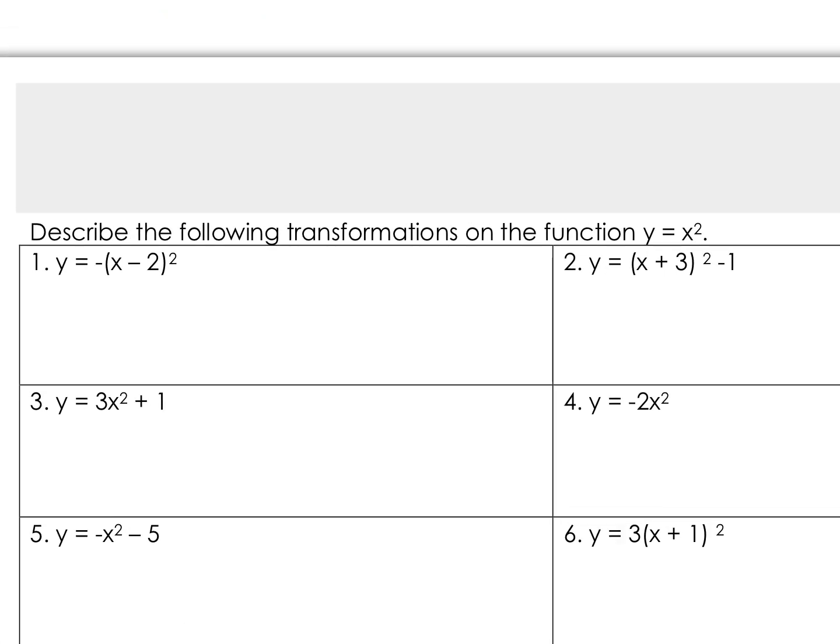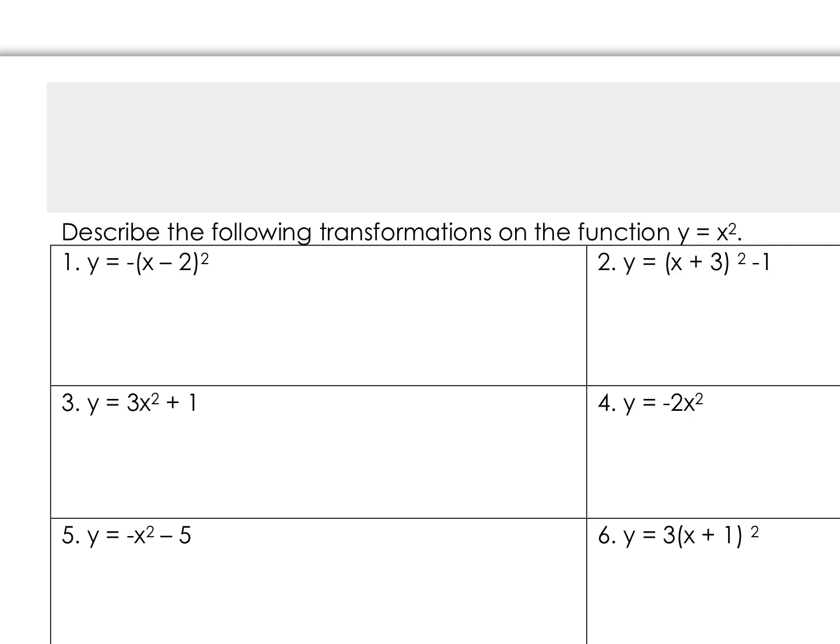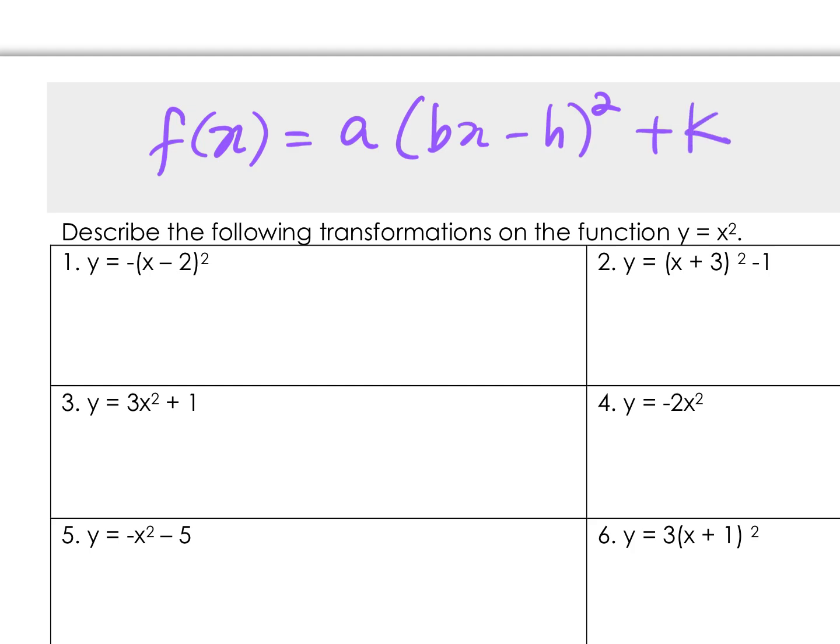Before we do our practices, I would like you to remember this one. f of x is equal to a times b of x minus h, squared, plus k. Let's define each one of these. Our a here is going to be our vertical stretch or shrink. This b is going to be our horizontal shrink, or we call it stretch also. The h here is going to be your horizontal translation, and your k is going to be your vertical translation.